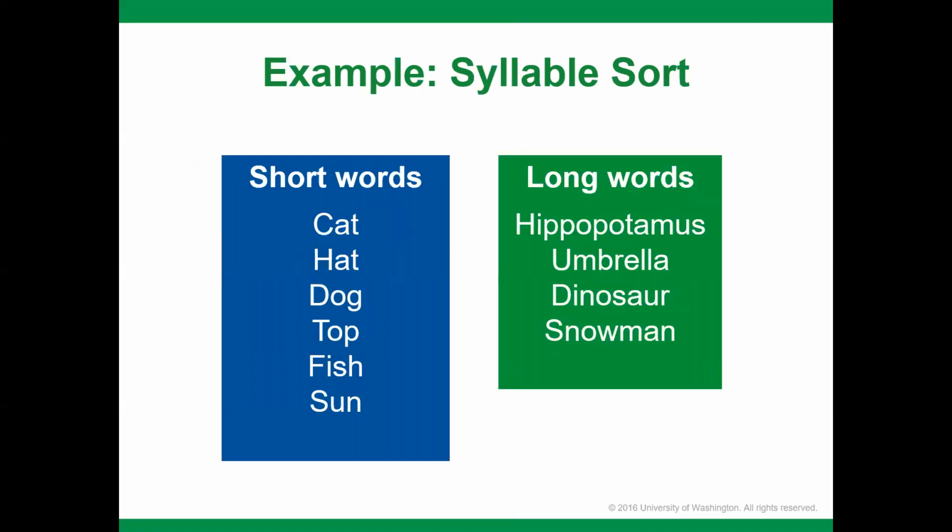Example, this is syllable sorting. Mrs. Smith's example, what she did was beginning sounds sorting. Now this example is syllable sorting. So you have short words and long words. Cat, hat, dog, top, fish, sun are short syllable words. Now long syllable words are hippopotamus, umbrella, dinosaur, snowman. So like you said, these are 2 headers, 2 categories. Do not go more than 2 at the beginning. Just use 2 categories. Use words and items that the children know. Most of these items, you could just show a drawing and most children will be able to recognize. So you're staying within the children's knowledge.